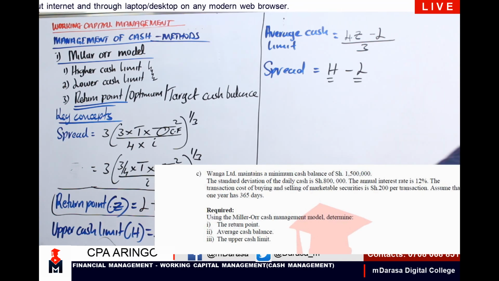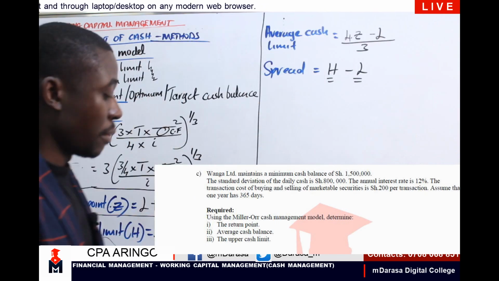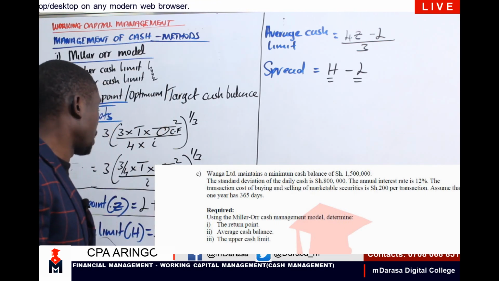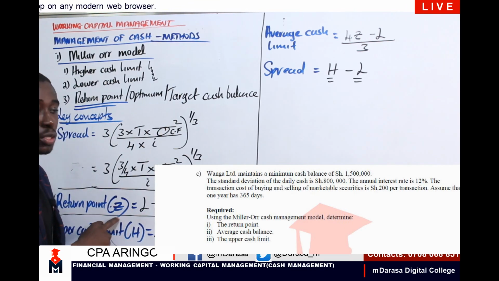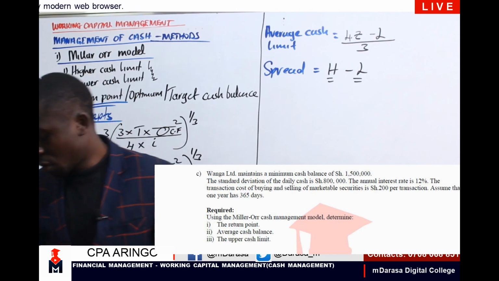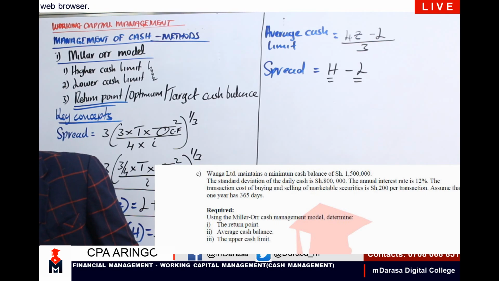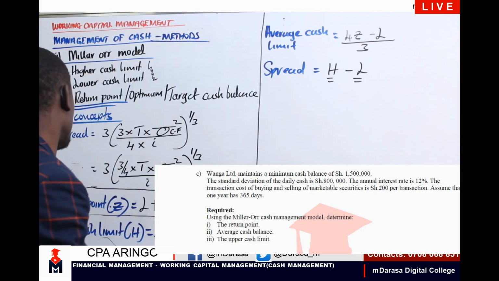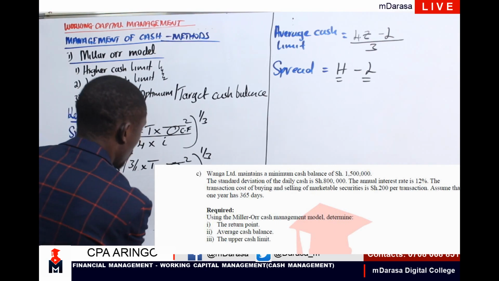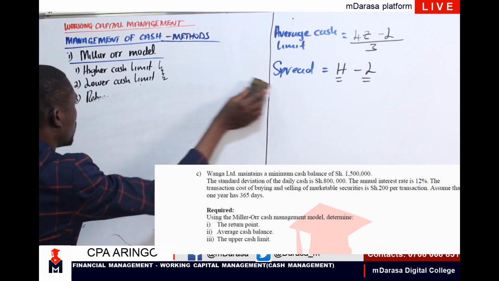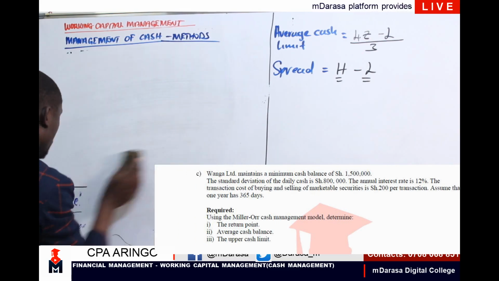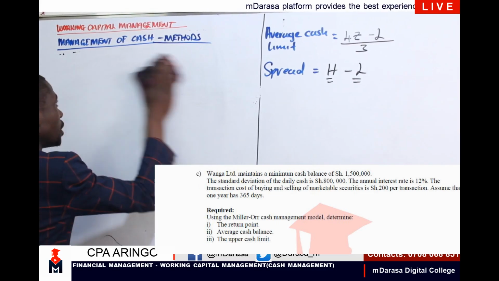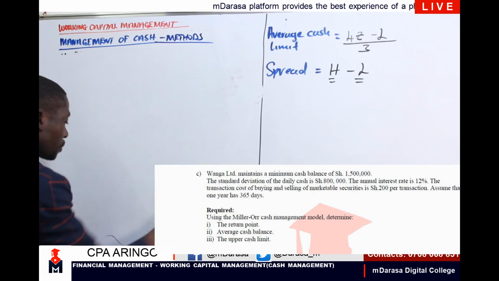So the first question here, the examiner wants us to determine our return point. And clearly, we've seen that this is how we can determine our return point, right? So first thing first, whenever you're given such a question, the first thing that should click at the back of your mind, my good students, is the formula for determination of our return point. So let us erase the summary of what we had.